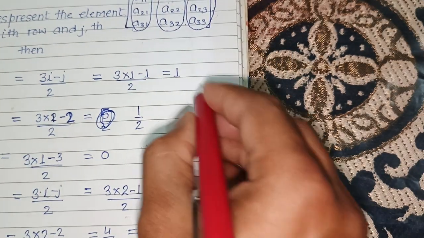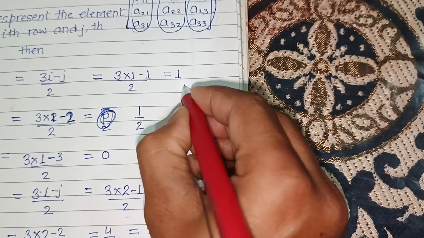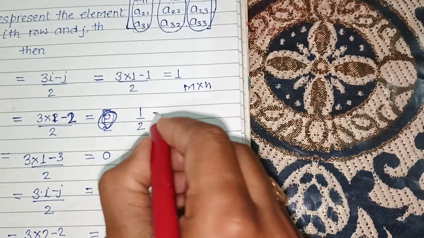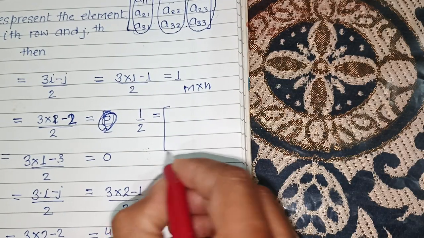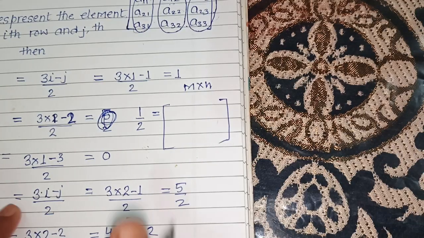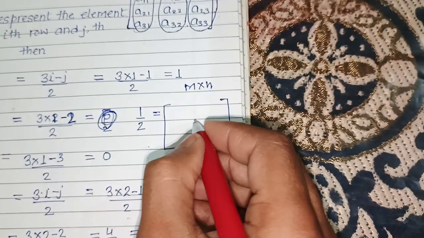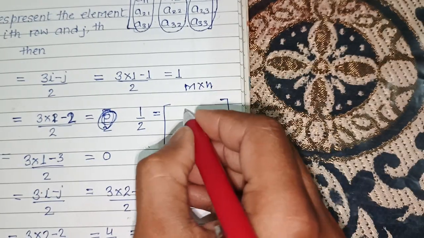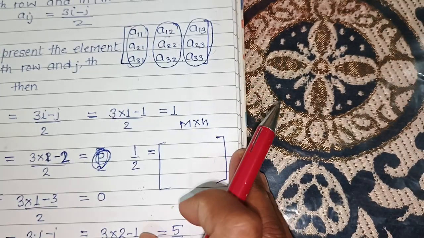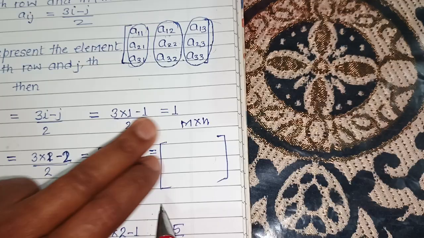So matrix is m into n. I have already told you. यहीं पे हम बना देते हैं. ठीक है, so this is form of like this. A11, this you can see A11. So this is 1.